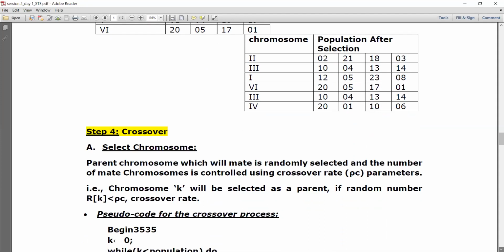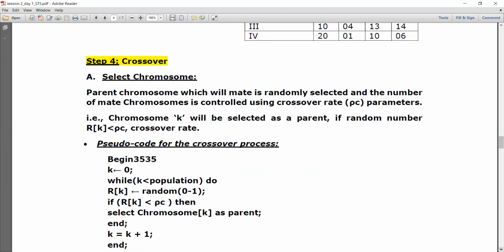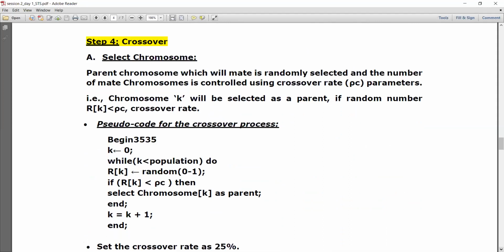The selection is done. Why have we done the selection process? It is to conduct the reproduction, to allow those parents to take part in the crossover operation and mutation operation in order to produce better offspring, better children. So the first step in the reproduction process is the crossover.